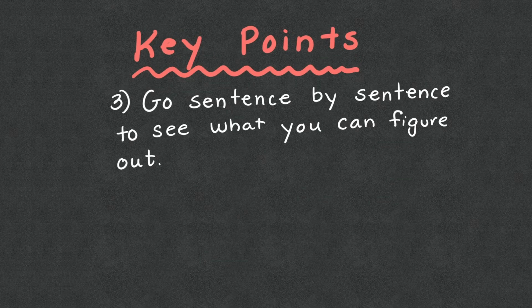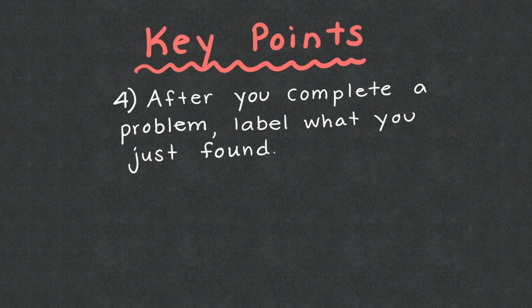Then we're going to go sentence by sentence to see what you can figure out. We only do one sentence at a time. The biggest thing that we fall into is that if we don't go sentence by sentence, we try to do a lot of stuff at once, and it just doesn't work out that way for us. It becomes too much, too difficult to really understand what's happening, so we just do a little bit at a time.